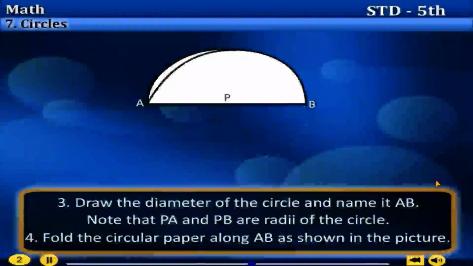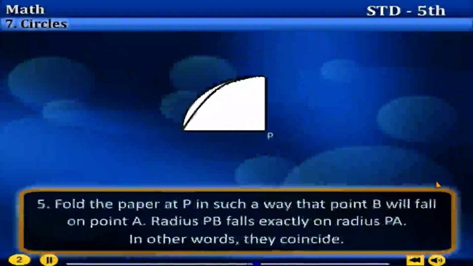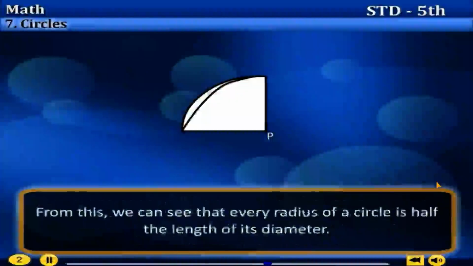Fold the circular paper along AB as shown in the picture. Fold the paper at P in such a way that point B will fall on point A. Radius PB falls exactly on radius PA. In other words, they coincide. From this, we can see that every radius of a circle is half the length of its diameter.